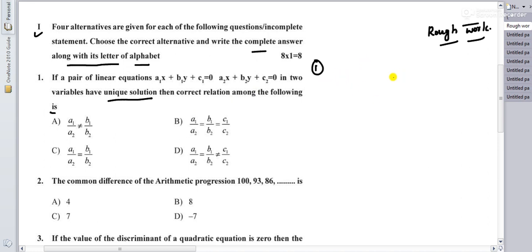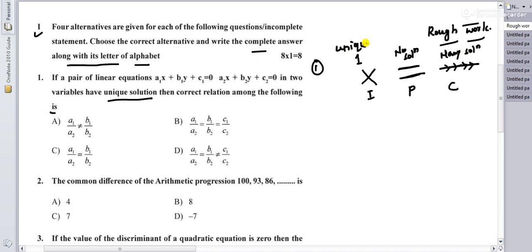The trick is, see, this is an intersecting line, correct? This is a parallel line, P, and this is a coincident line, C. These lines meet at only one point, so it has only one solution. These two lines never meet at any point, so it has no solution. And these lines meet at all the points, so it has many solutions. Now, one solution or unique solution, they are one and the same.